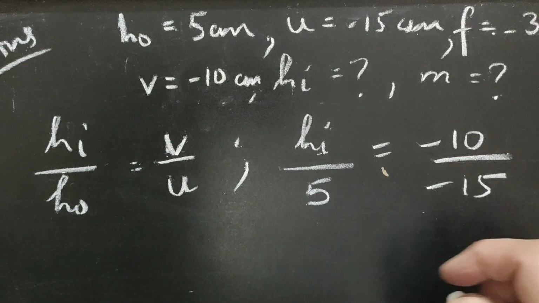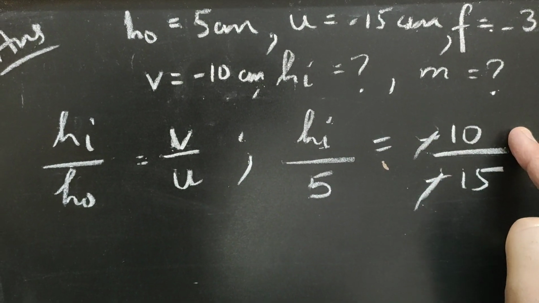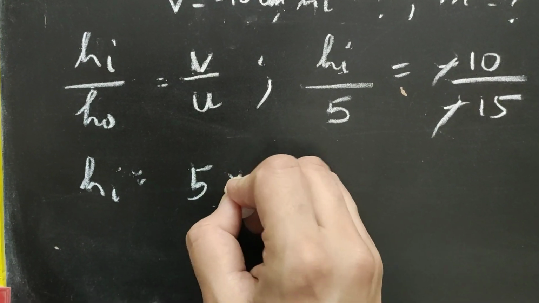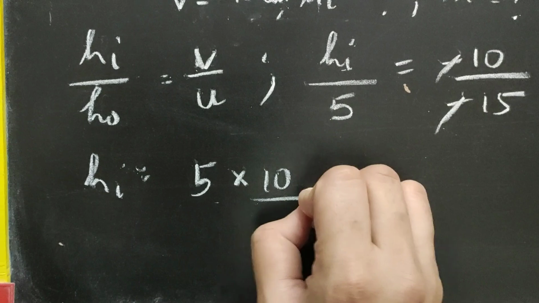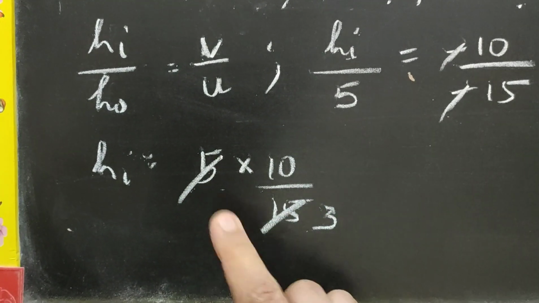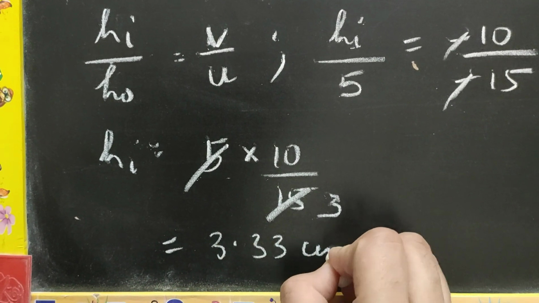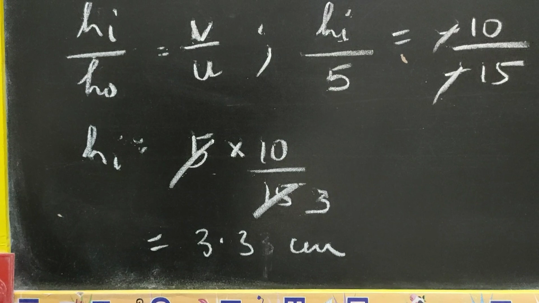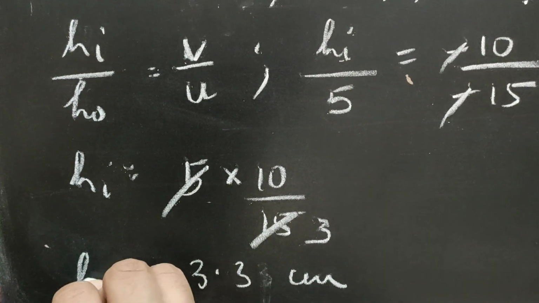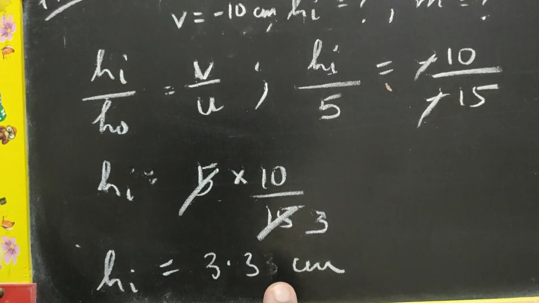So putting all these values in this formula, negative goes away. 5 will come on the right hand side. So hi becomes 5 into 10 by 15. Simplifying this further, we get hi is 10 by 3 centimeters or 3.33 centimeter. You can leave it at one decimal place, so 3.3 centimeter. You can see the height of the image has reduced. The object was 5 centimeter and the image has become diminished.